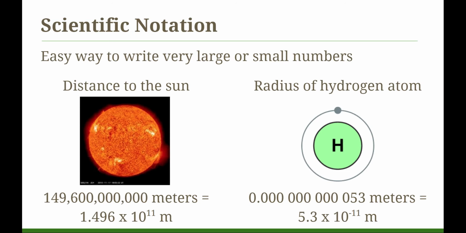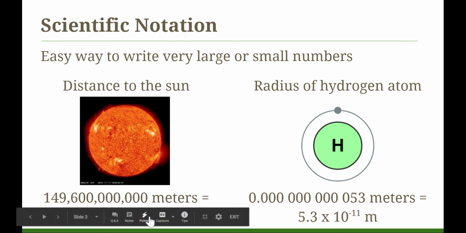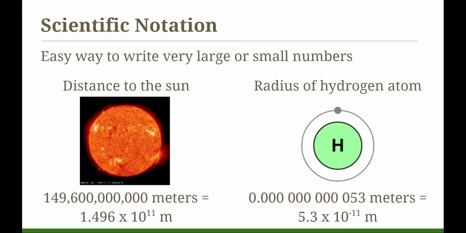So scientific notation is simply an easy way to write very large or very small numbers. For example, if I wanted to write out the distance to the sun, that is 149 billion meters. That's a lot of zeros at the end, as you see at the bottom here. Instead, we can write that as 1.49 times 10 to the 11th meters. It's just a shorter way to write that number since it has a lot of zeros.